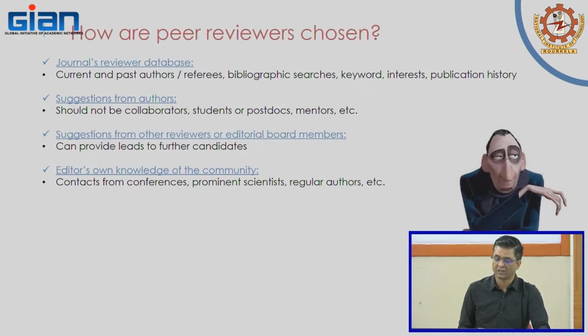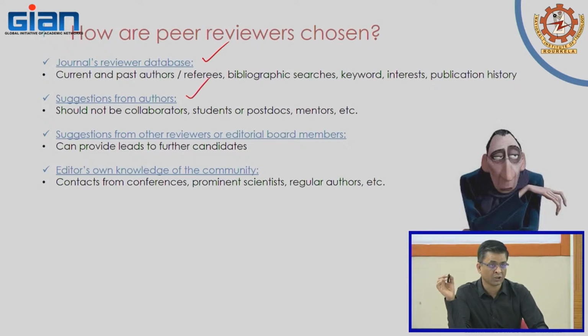So how are reviewers chosen? From the reviewers database, people who have already published, suggestions from the author, but in the majority of cases this is not considered. In some cases it is considered, in some cases it is not. Suggestions from other reviewers, the editorial board, the editor's own knowledge. So these are the ways reviewers are selected.